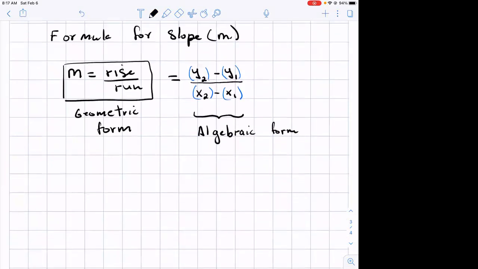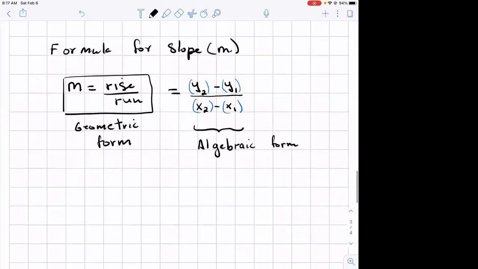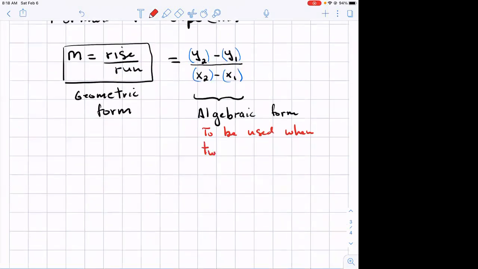The algebraic form. So we can use this formula. We use the algebraic form when points are given to us. Okay? So, to be used when 2 points are given. And we use the geometric form when we have the graph. Okay? Slash picture.